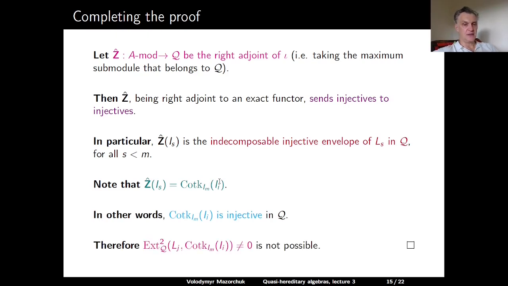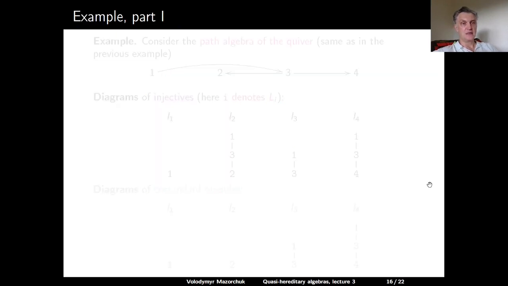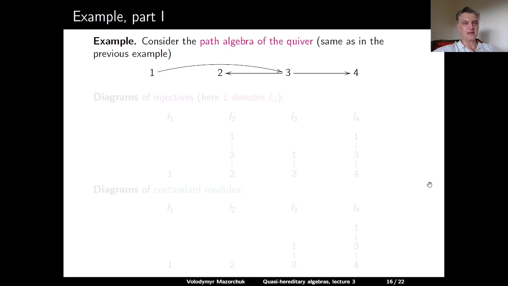And on the previous slide, we established that the Ext^2 from L_j to this cotrace kernel in Q is non-zero. And that's a contradiction. This contradiction completes the proof. So let's now do an example. We consider the path algebra of the same quiver as in the previous example.